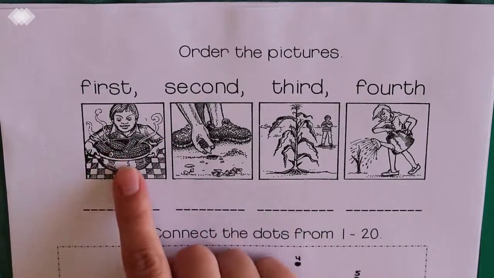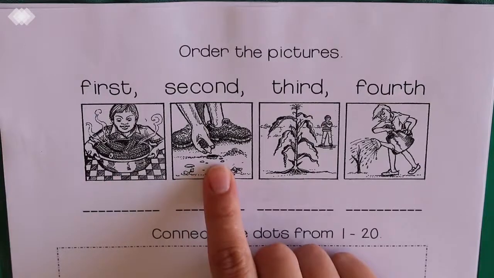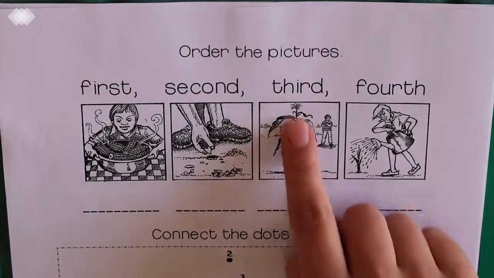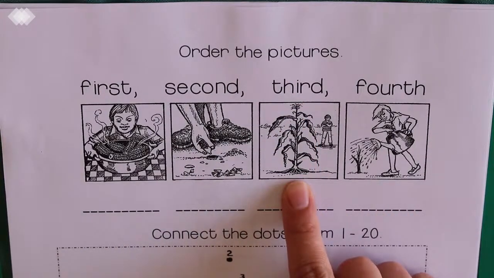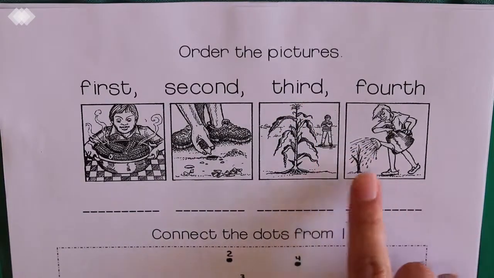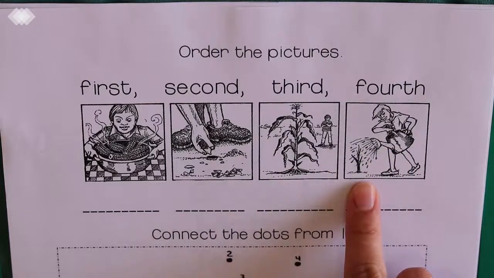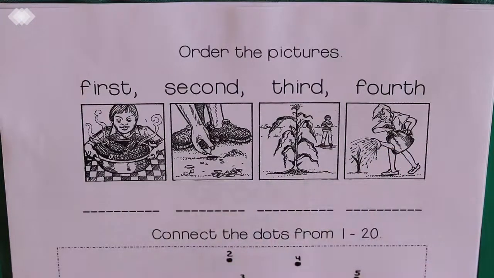Here's a boy and he's got some corn that's cooked, ready to eat. This one is the boy planting a seed into the ground. Here is a large corn plant. And here's a small plant being watered by the boy. Okay, so if you have a look, you find which picture is first.